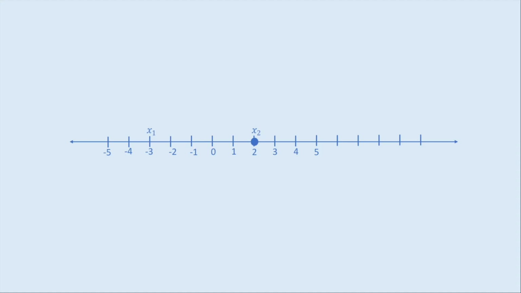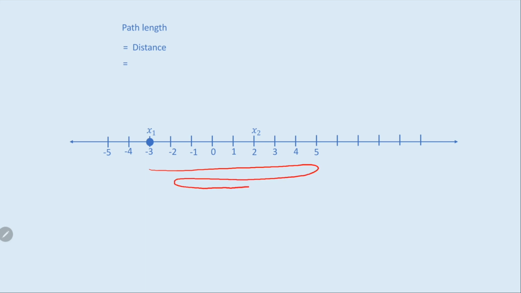So let's take an example. Suppose we have a particle which starts off at position x1 and then moves in a path up till position x2, but it goes back and forth multiple times. So it reaches x is equal to 5, then it turns around, reaches x is equal to minus 2, turns around again, and then finally reaches the end position.